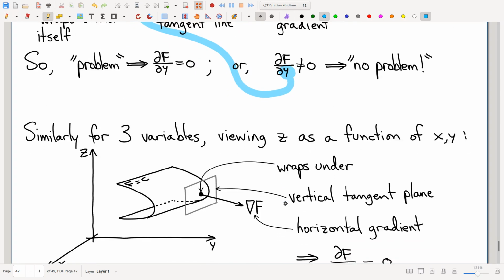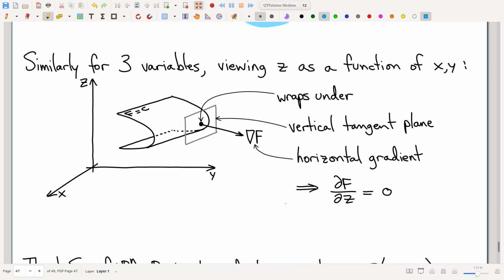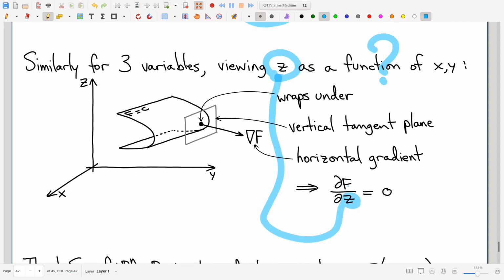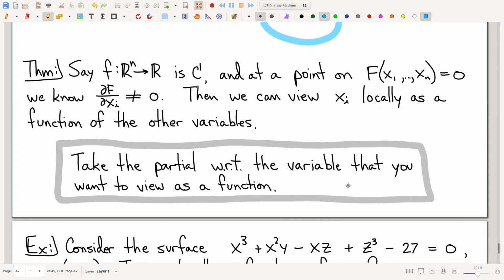And then you look at this three-dimensional example. Now here it was z that we were asking, can I view z as being a function? And check it out. It's the partial with respect to z that I have to look at to see if it is or isn't 0. So that's the pattern. I claim that pattern holds, and that gives us this big theorem here.